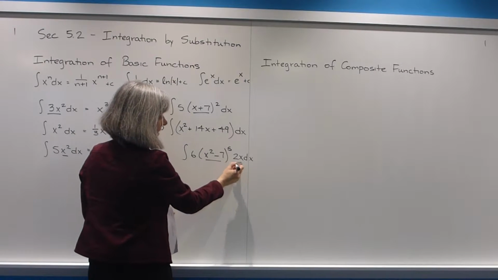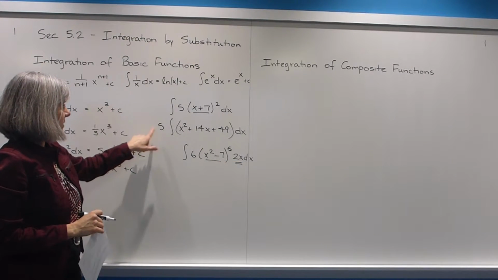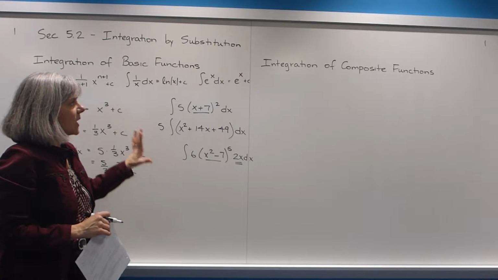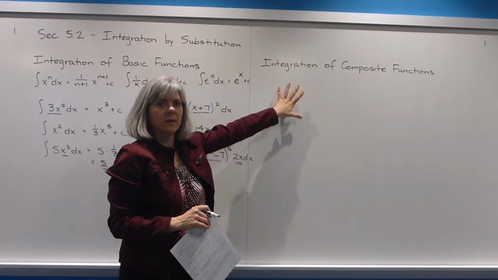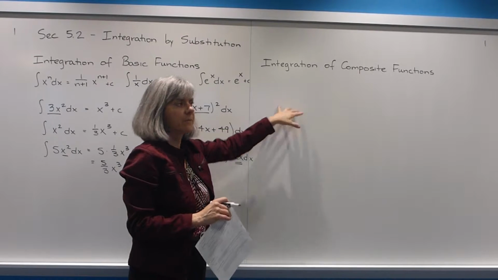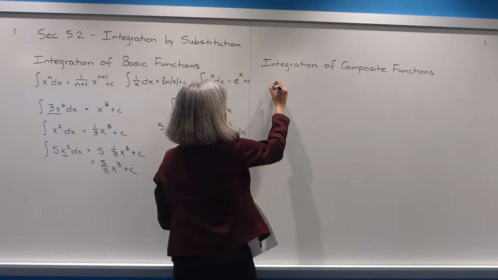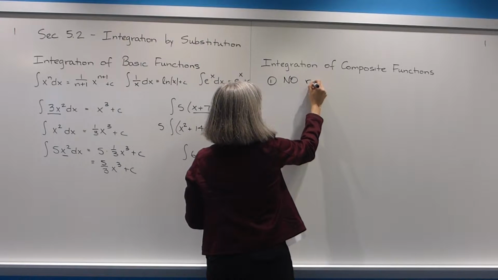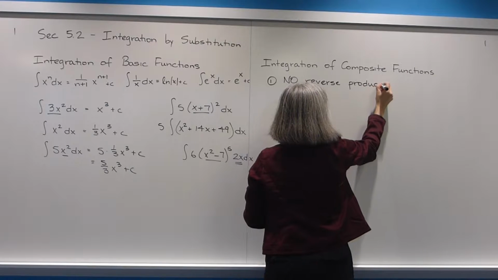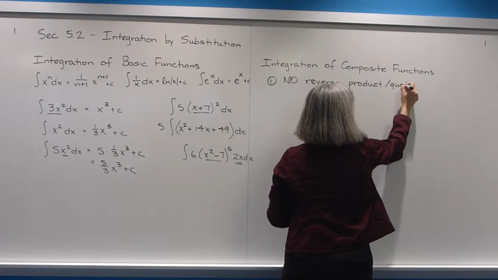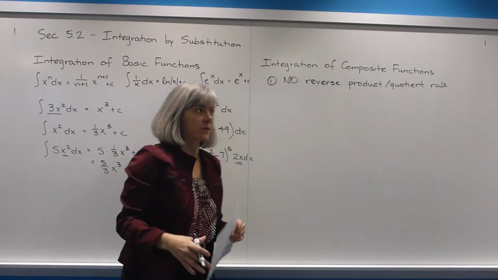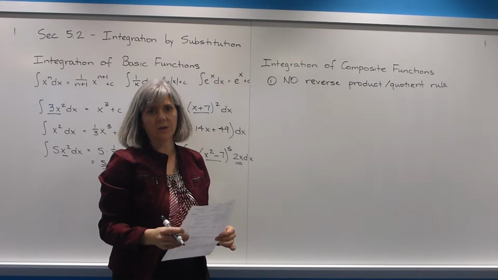And in addition to that, I've got this piece over here. I can multiply by constants, that's no big deal. But multiplying by a function, that is a problem. So we need to think about how do we integrate composite functions. Basic functions we know, composite functions we need to look at. And so there are 2 things that we need to know. The first one is there is no reverse product or quotient rule. We have product and quotient rules for derivatives, but there aren't any for integration. So we can't use that.